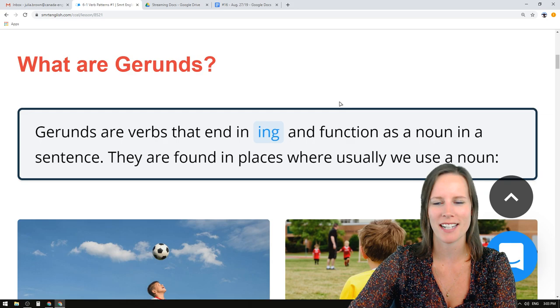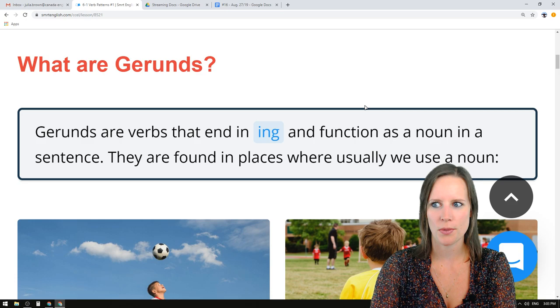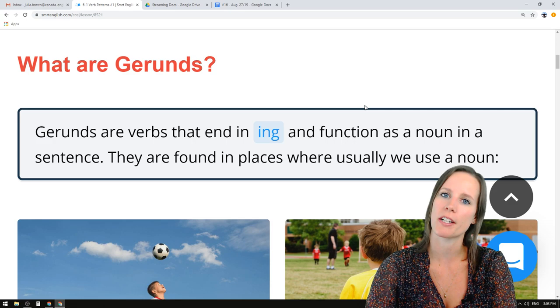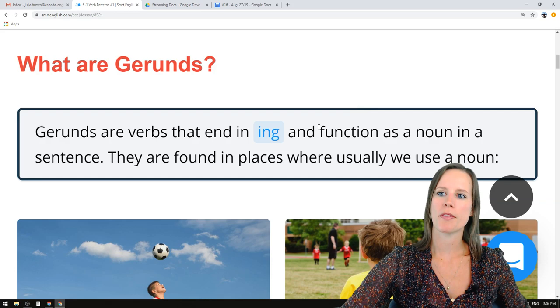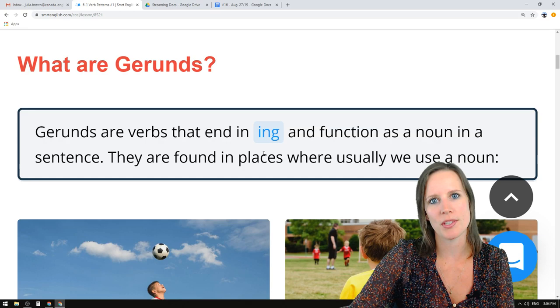Okay, so a little review. What are gerunds? Well, like I've said, verbs that end in ing, but very important, function like nouns, okay? They are found in places in a sentence where we usually use a noun.